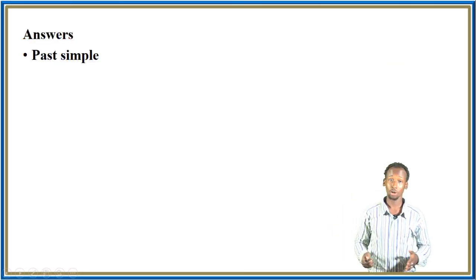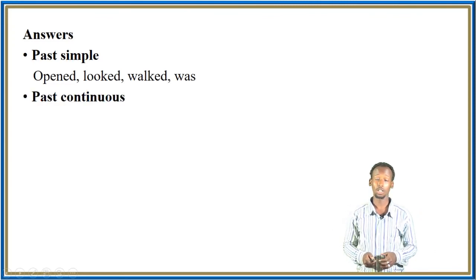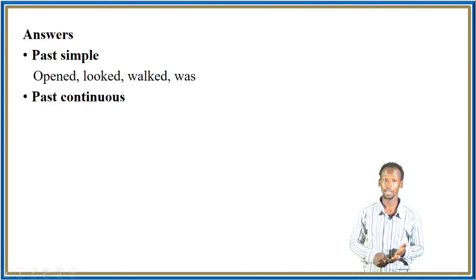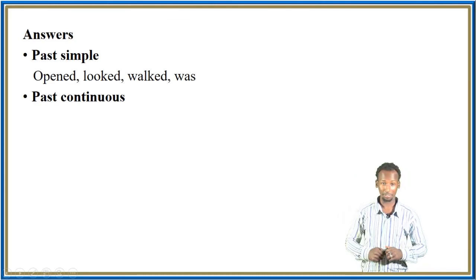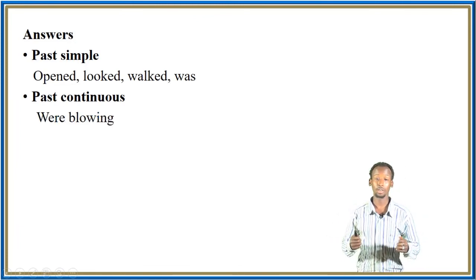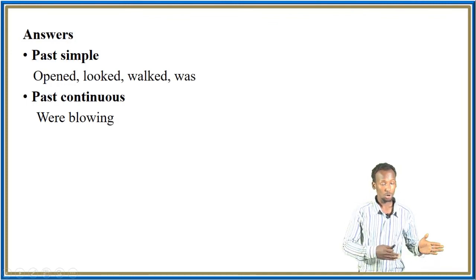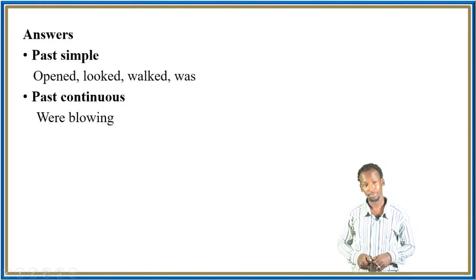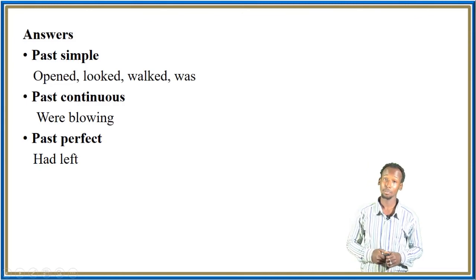Welcome back. I hope you got the right answers. So let us see the answers. Past simple: opened, looked, walked, was. That's past simple. All of them are explaining past events. What about the past continuous? Were blowing means it sends a message of something that was happening in the past. Past perfect: had left. Had left will be the past perfect.